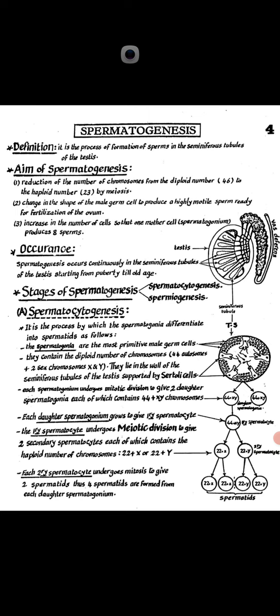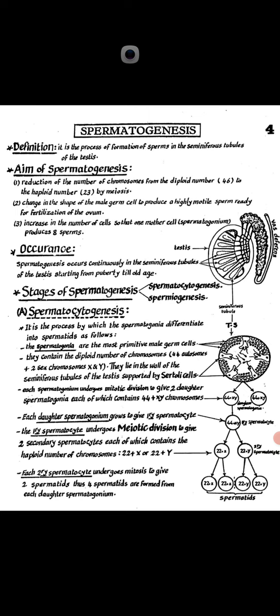Now come to the occurrence. Where does spermatogenesis occur? Spermatogenesis occurs continuously in the seminiferous tubule of the testis, starting from puberty till old age.